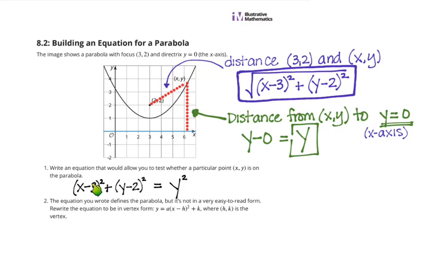The point 3, 2 is the focus. And I can see that because what am I subtracting from x and what am I subtracting from y? I'm subtracting 3 and then 2. And that's the coordinate right here, 3, 2.